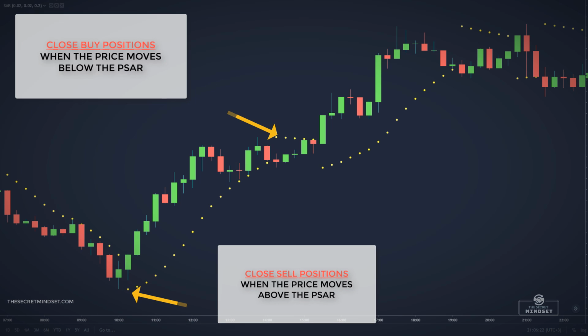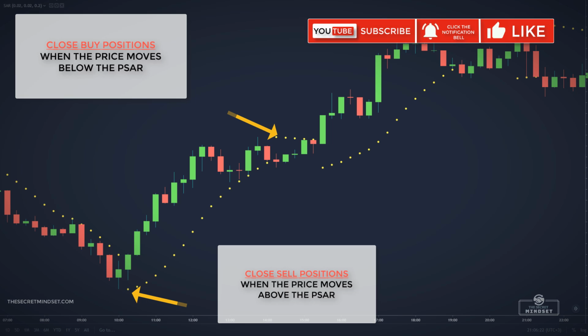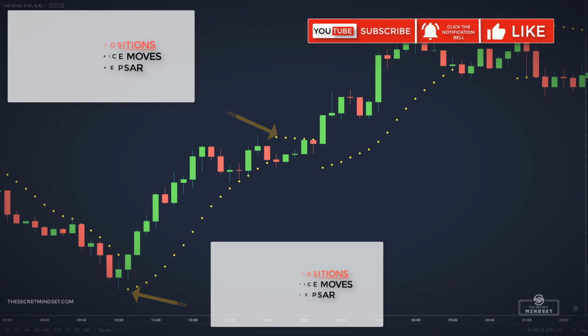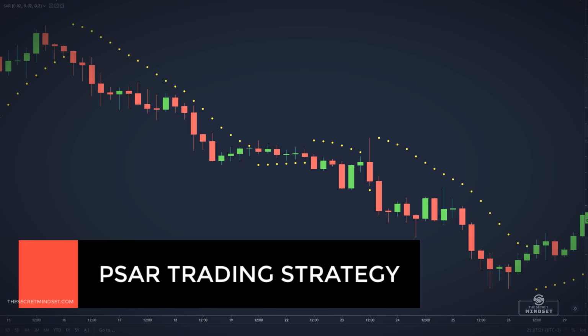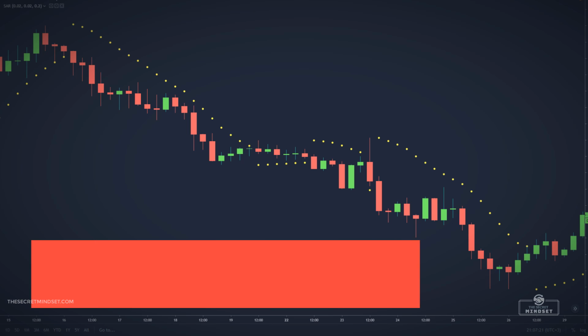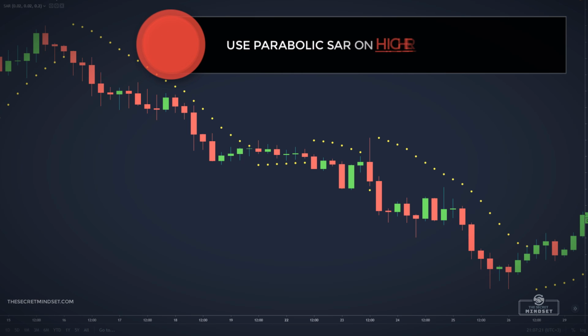So from my experience, it's better to use the Parabolic SAR to help you determine whether you should close your trade or not. But if you insist on taking your entries based on the Parabolic SAR, here is how I would do it. First, I would use it on higher time frames, and here's why.